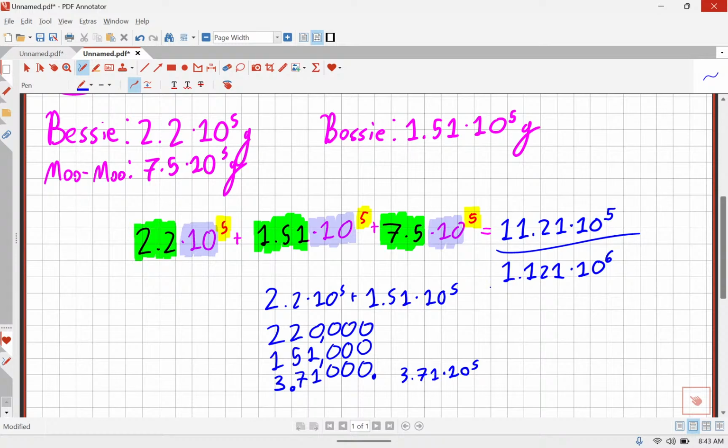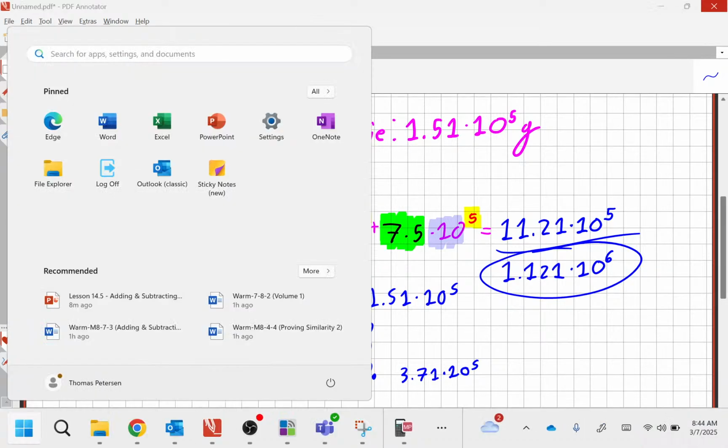Beautiful. How many of us either got that or after seeing that once understand that and are feeling really good? Yeah, when we add values in scientific notation, you just add the regular numbers, those coefficients, and then you keep the 10 and the exponent the same. Unless.